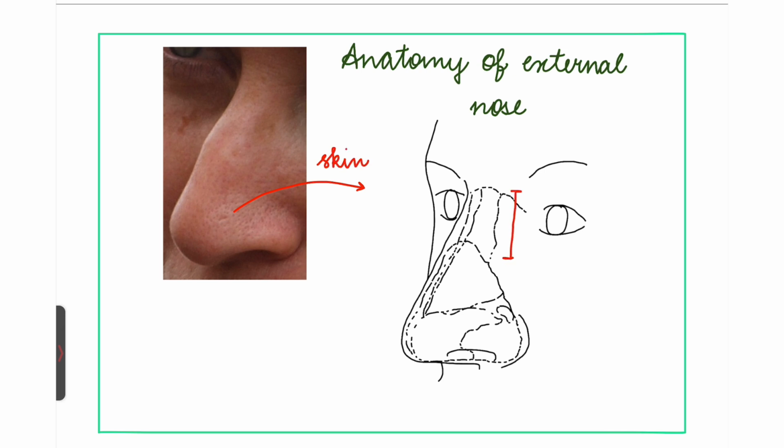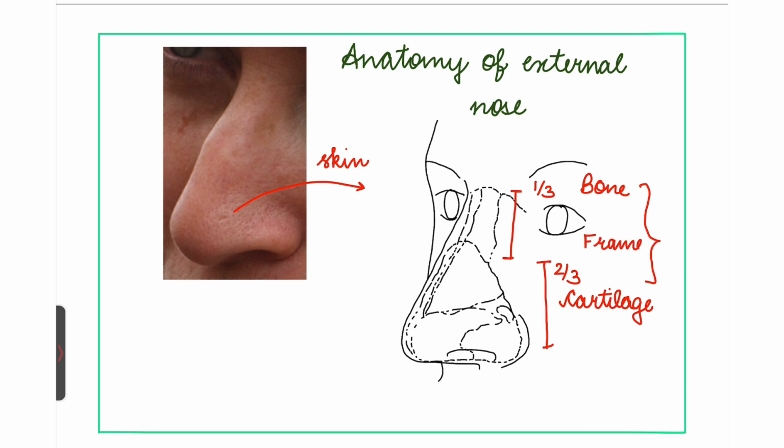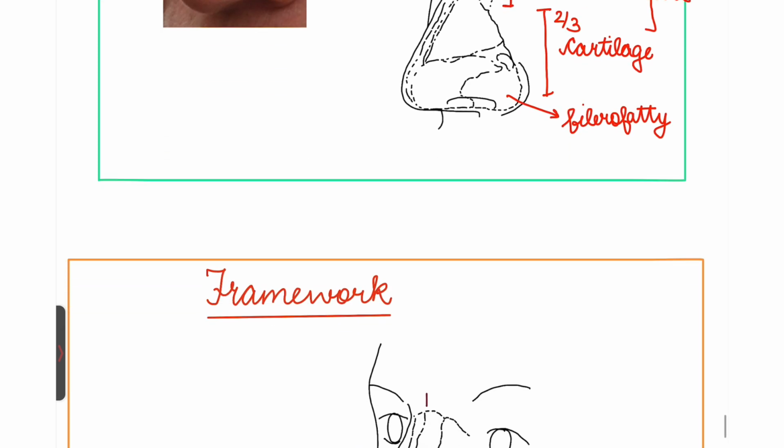The upper one-third of the nose is bony and the lower two-thirds of the nose is cartilaginous. The bone and cartilage form the framework. We can also see some fibrofatty tissue. Let's look at the framework.